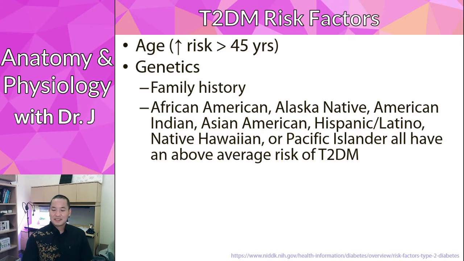So here we have African American, Alaska Native, American Indian, all above average risk, and Asian American, Hispanic, Latino, Native Hawaiian, Pacific Islander. Jeez, isn't that most of the population in Hawaii? But they all have an above average risk of type 2 diabetes mellitus compared to the general American population.